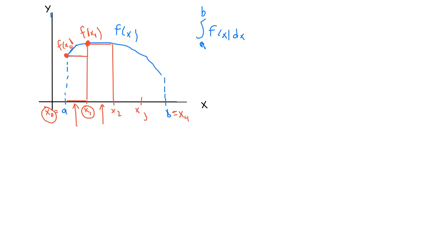Okay, so we could continue this. We could keep using the left endpoint to determine the heights of the rectangles. And so this would be what's called the left endpoint approximation. That's what you're seeing here, a left endpoint approximation.